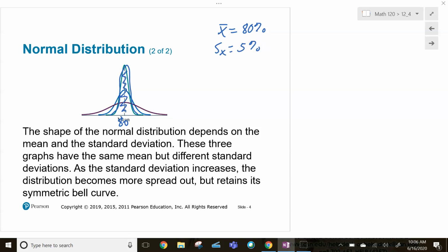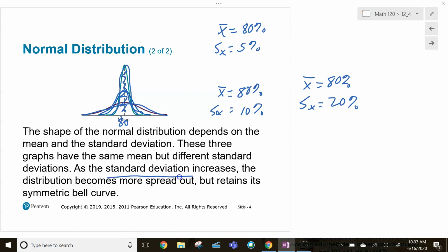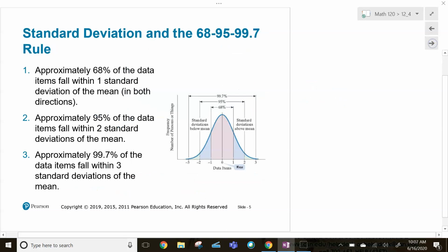For the blue one, maybe your mean's still 80%, but your standard deviation might be 10% this time. That's the blue one. And then finally, the one in purple there, mean is 80%, but your standard deviation, maybe it's, I don't know, 20%. Okay. So as the standard deviation increases, the distribution becomes more spread out, but it's still bell-shaped.